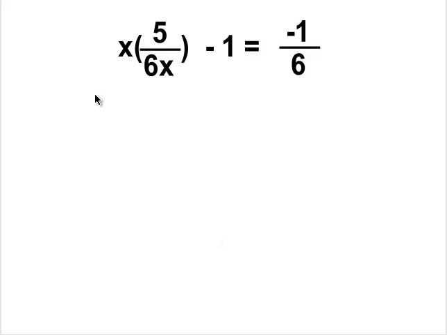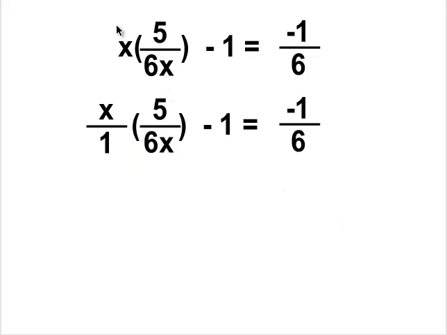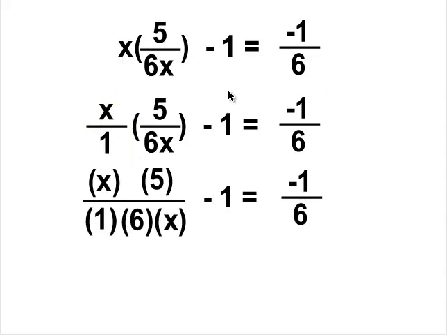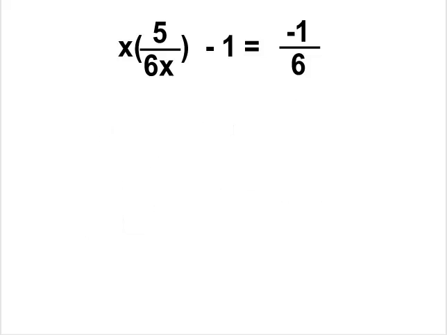All right, so it's x times 5 over 6x minus 1 equals negative 1/6. So I took that x as a whole number. I turned it into a fraction by putting it under 1, over 1, I'm sorry. So this line is the same as that line. And I spread them out, right? So the numerator is x times 5, and the denominator is 1 times x times 6. So carefully following the rules of fractions, I did this.